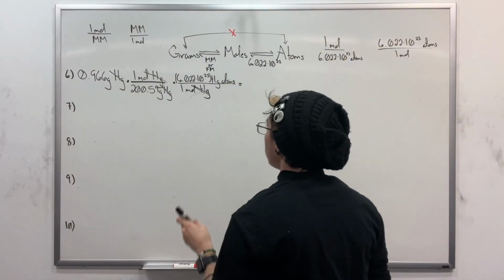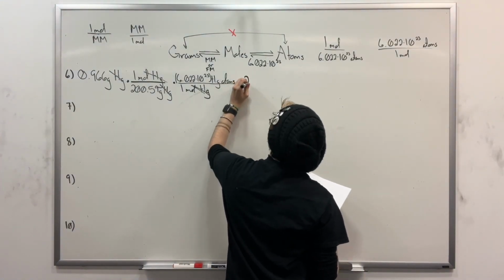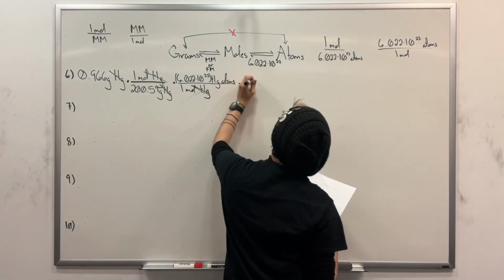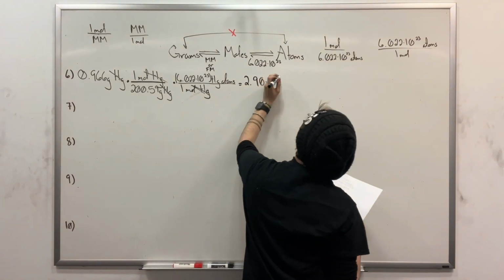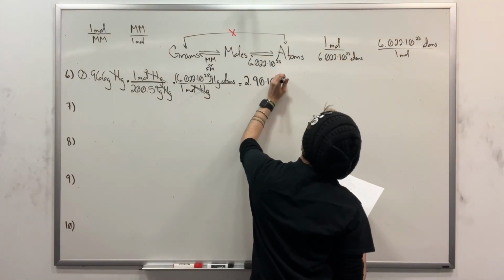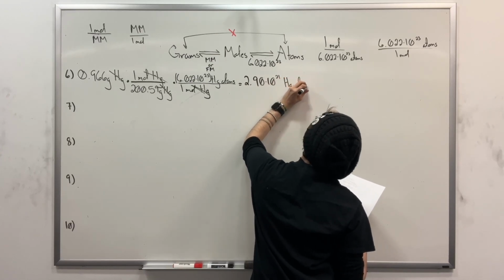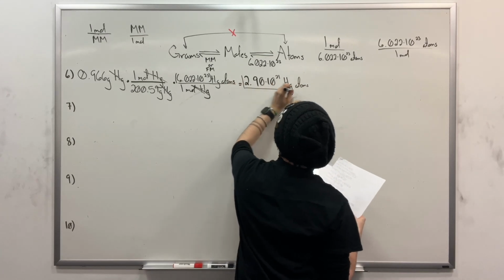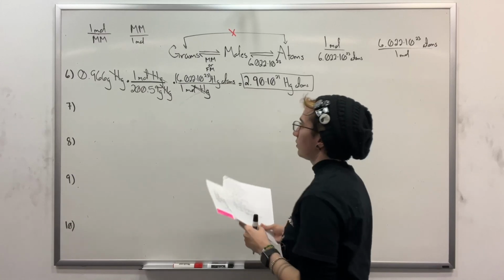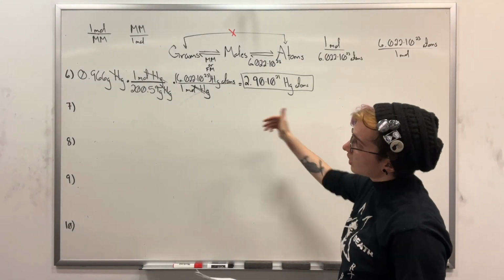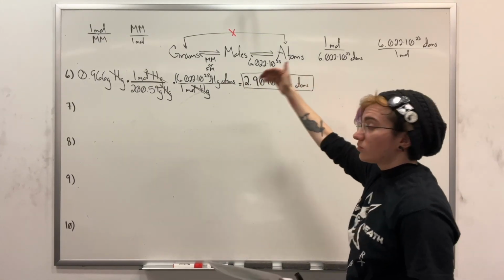And when the calculations are done, we find that 0.966 grams of mercury is equal to 2.90 times 10 to the 21st mercury atoms. And this is what I meant when I said earlier that it should always be a two-step calculation if you're starting with grams and going to atoms, or starting with atoms and going to grams.